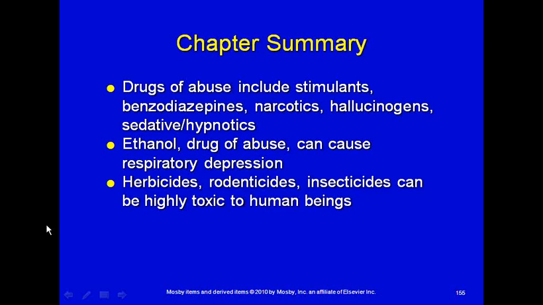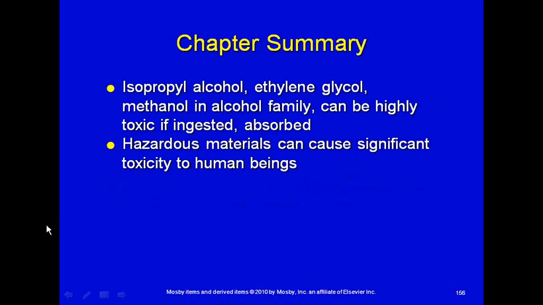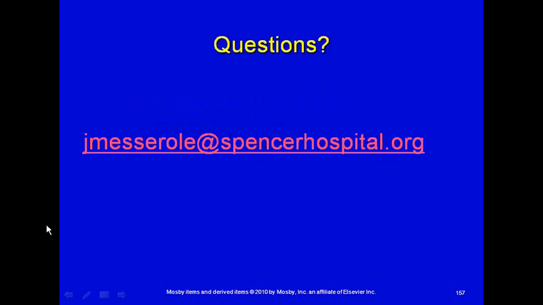Herbicides, rodenticides, insecticides can be highly toxic to humans as well as to bugs and rodents if in the right amount. Isopropyl alcohol, ethylene glycol, and methanol are all in the alcohol family, and if drunk, certainly can be toxic. And we know there's a variety of hazardous materials that are out there that we may respond to that may be toxic to us, and being able to recognize those and protect ourselves with proper PPE is an important part of training, and we'll receive that later in the class when we have hazmat operations level training.